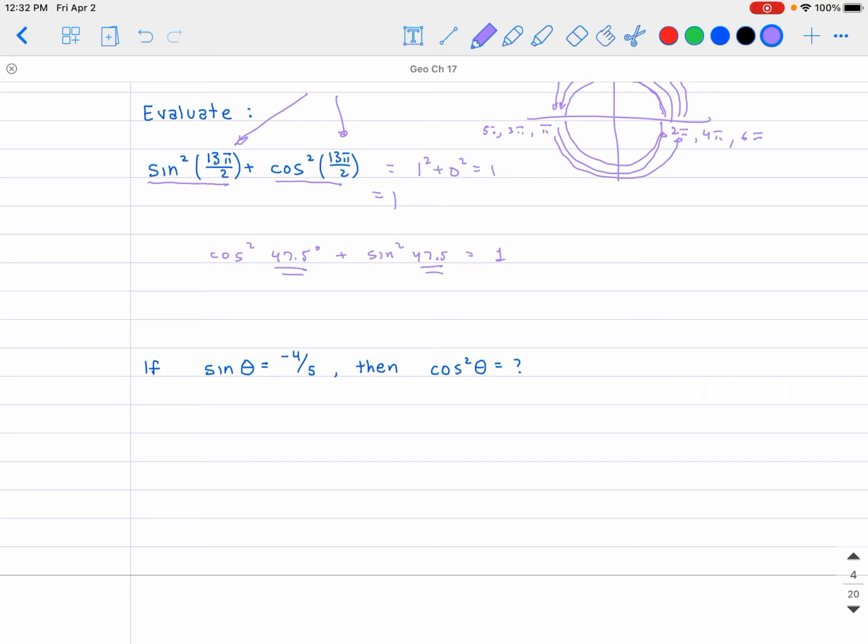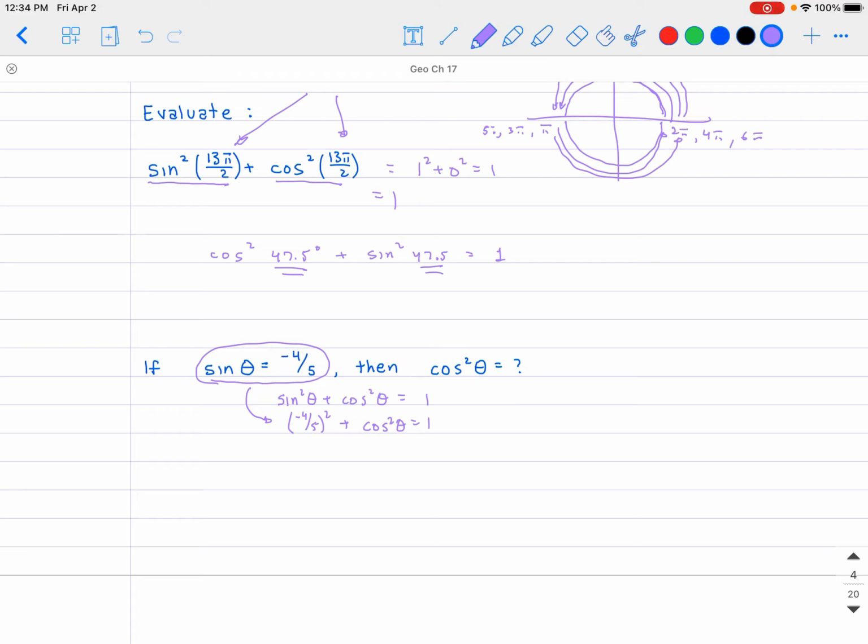Okay, next one. Let's say this time that sine of theta is equal to negative 4/5. Then cosine squared is going to be equal to what? For this one, we're referring to the identity we just used: sine squared of theta plus cosine squared of theta is equal to 1. Note that this is really just a direct substitution. Since we know what sine is equal to, I can plug it in. So sine is equal to negative 4/5, and therefore sine squared is negative 4/5 quantity squared, plus cosine squared theta is equal to 1.